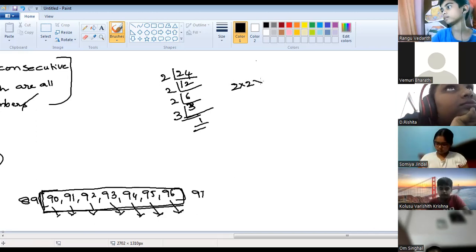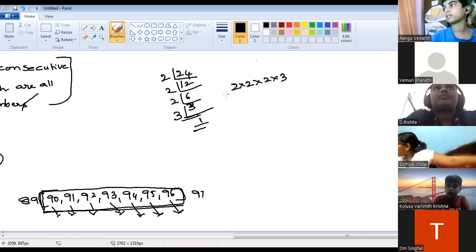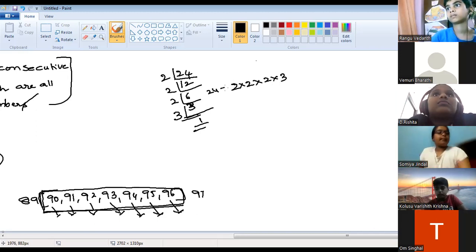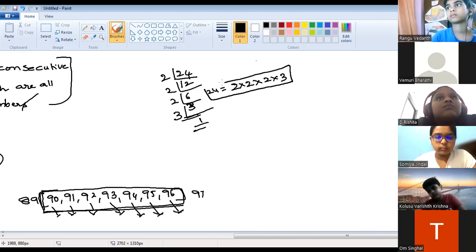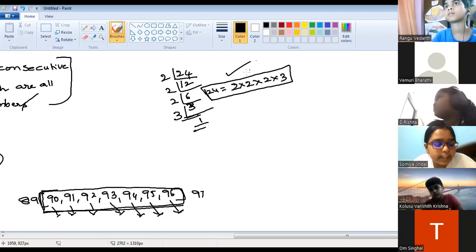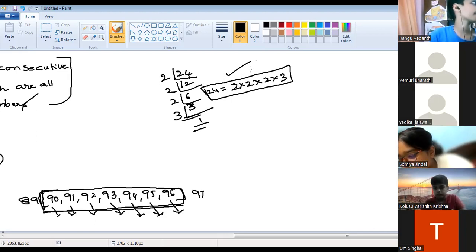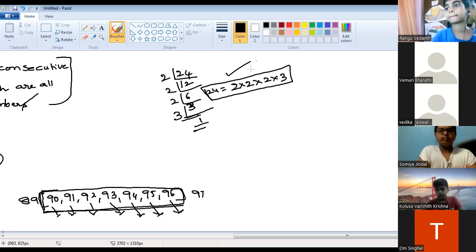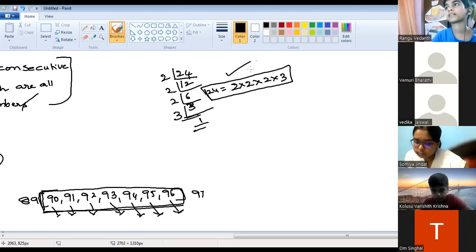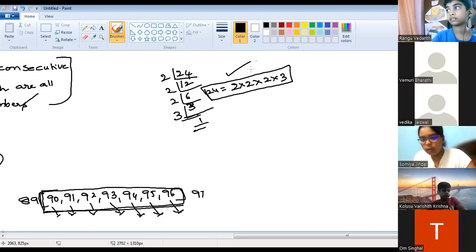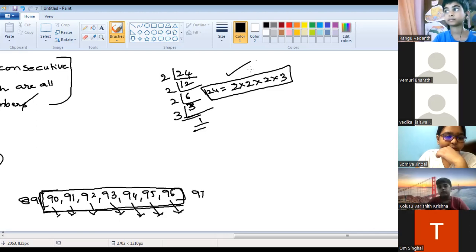Now what are the prime factors for your 24? How are you supposed to represent it? Advika, are you there? 8 into 3. Yes, ma'am. Did you understand what prime factorization is? We are expressing 24 in terms of prime numbers only. Ma'am, if you want to check, we can multiply all of them and we will get 24. Ultimately you will get 24.